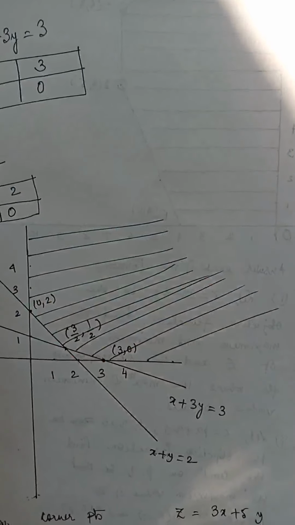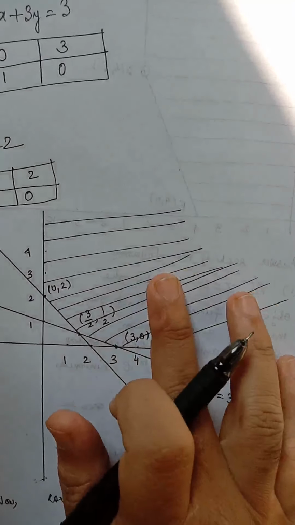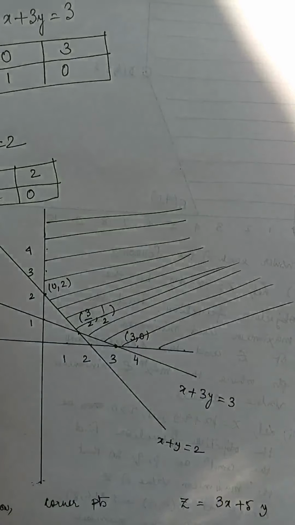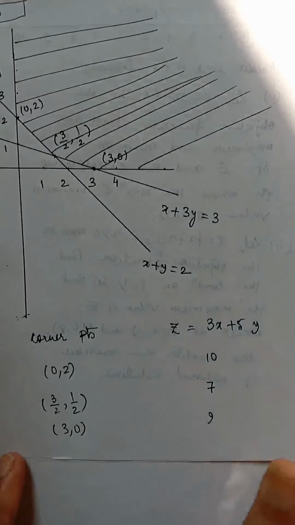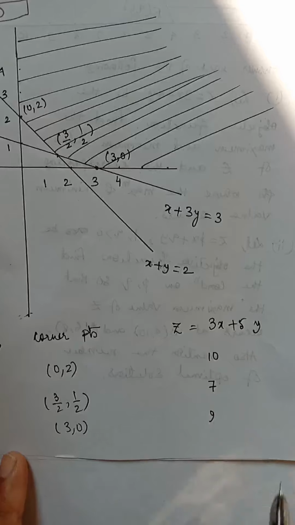So we say the feasible region is unbounded. For an unbounded region, we have to do one more step. I am showing what we have to do. Now what we get here, the minimum value of Z is 7. That is, Z is more than 7.